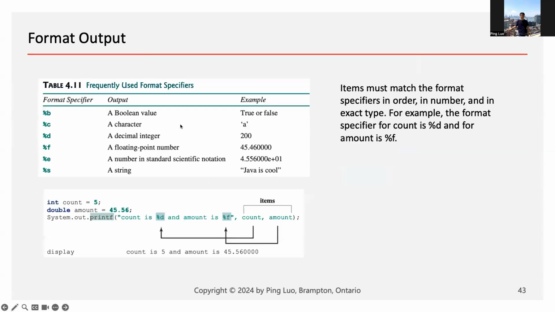For different variables, for example, for character it has percentage C, for floating points percentage F, and for string percentage S. If we just use percentage F and we don't say how many digits we want to output, the default is 6 digits after the decimal point. Yeah, that's all for today.